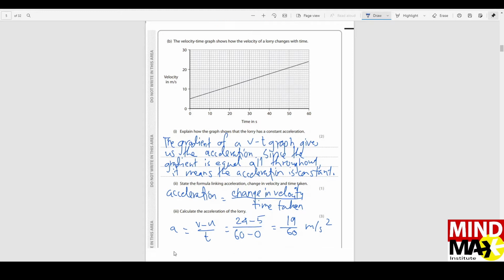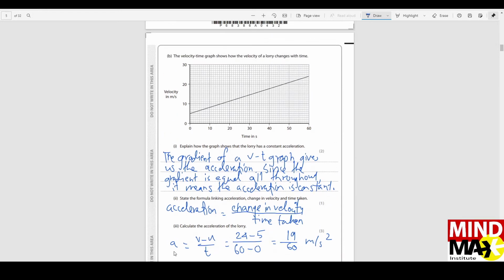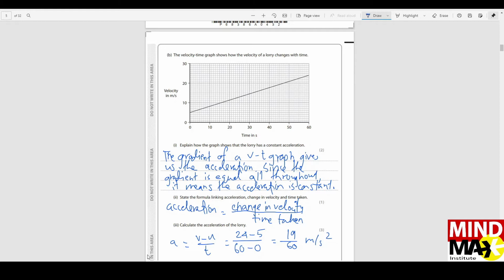Then we have to find the acceleration. Acceleration is v minus u by t. So in here, the final velocity is 24, the starting velocity was 5, and the time taken is 60. So we got this much.